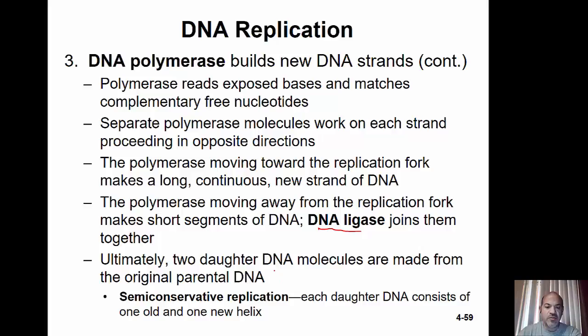So if you looked at the two daughter DNA molecules, each one is going to be made of one old strand and one new strand, and we're going to call that semi-conservative replication. And semi-conservative just means that one of the strands in the new DNA molecules is from the old DNA molecule.